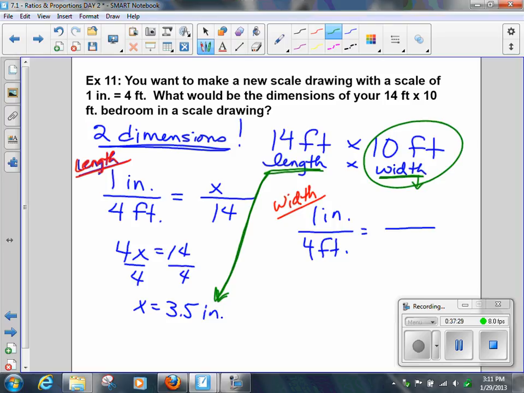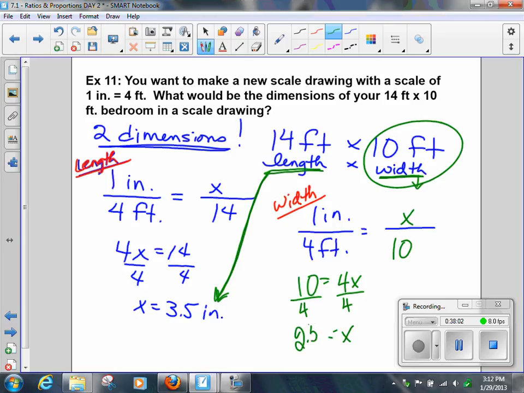Okay, look. 4 feet, 14 feet. I want to keep all the feet on the bottom. So where am I going to put 10? On the bottom, because it's feet. What goes on top? The inches, the x, the variable. And now, can we cross multiply? Yeah. 1 times 10, of course, is 10. 4 times x is 4x. Divide by 4. 2.5. Is that it?